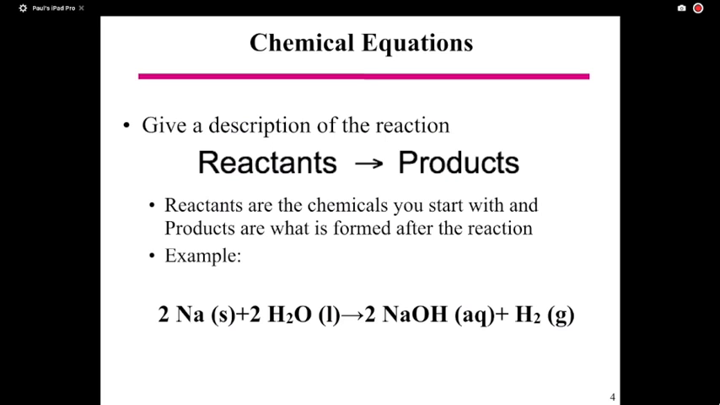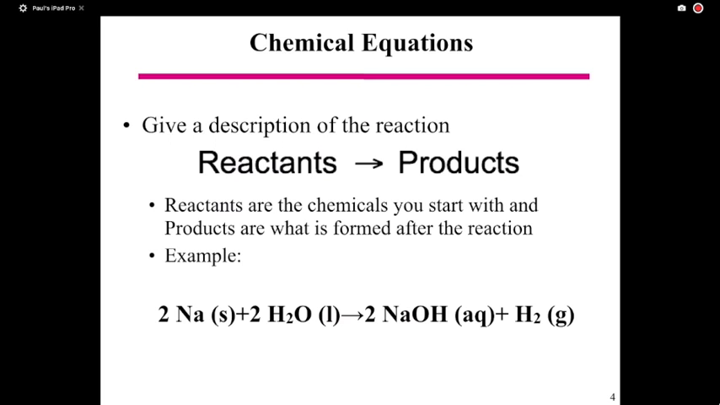Now, to tell a chemical story, we start off like all good stories, once upon a time, okay, and then we'll end happily ever after. The once upon a time is the reactants that come together, the things that are going to react. Then the arrow indicates something happens. The story happens, but happily ever after are the products that are formed.